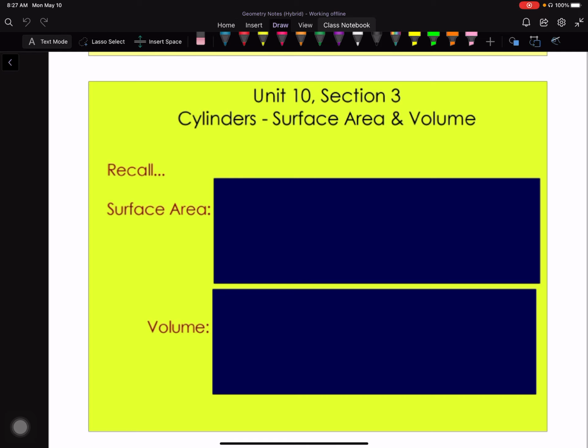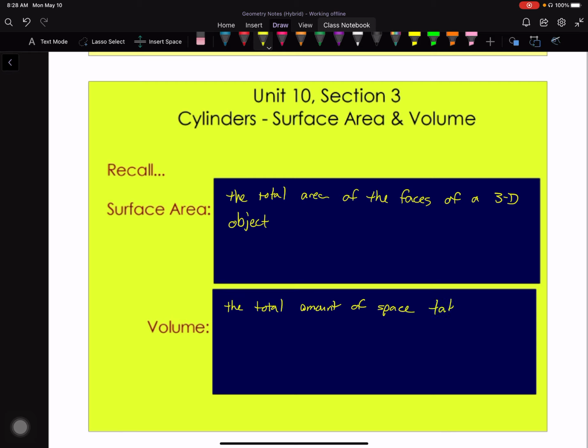To begin, recall that surface area is the total area of the faces of the 3D object, or the amount of material to make a hollow object. So that's just like the area around the outside of a shape, basically, is what it boils down to. And then volume is the total amount of space taken up by a 3D object.